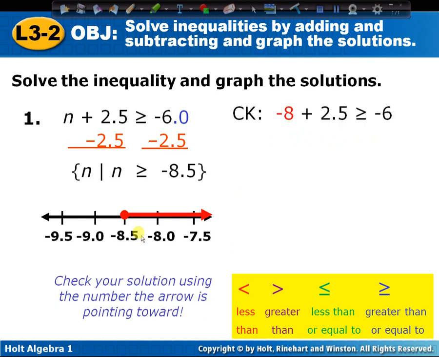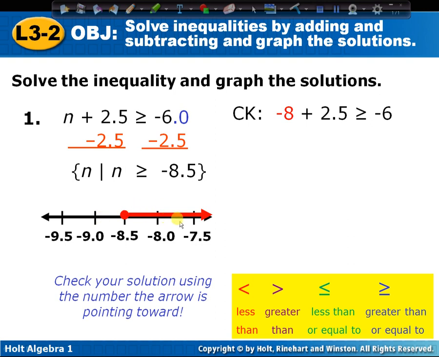To check, we do not check with the number that we came up with. It's a little bit different than equations. With equations, we took this number and checked. We're just going to take a number from the shaded region. And the reason that we do this is to make sure that we shaded the correct direction. If I check the number in the middle, I have no idea whether I shaded the correct direction.